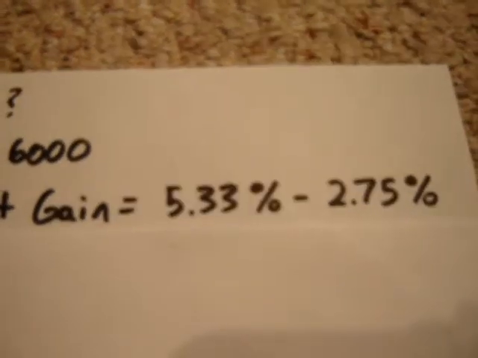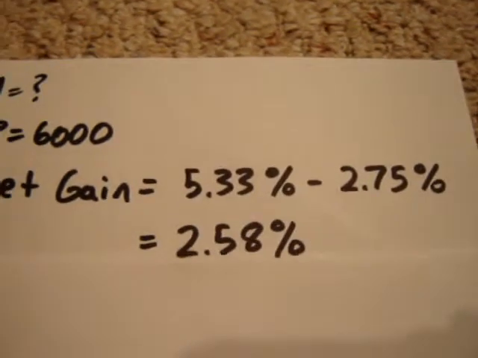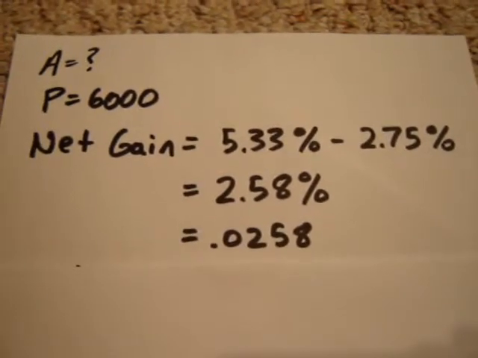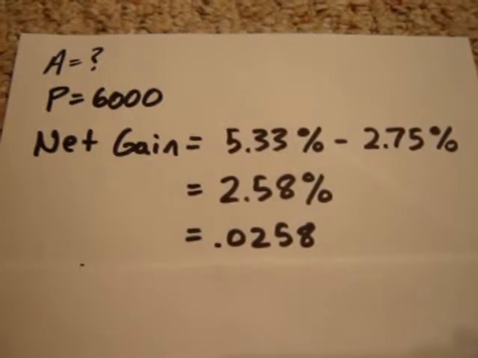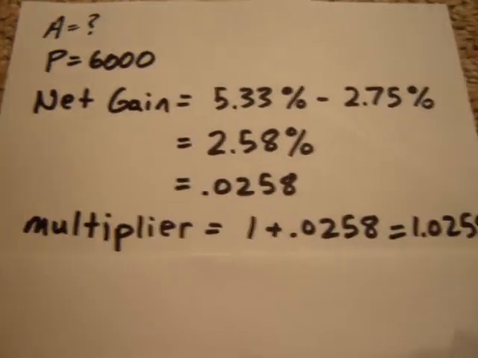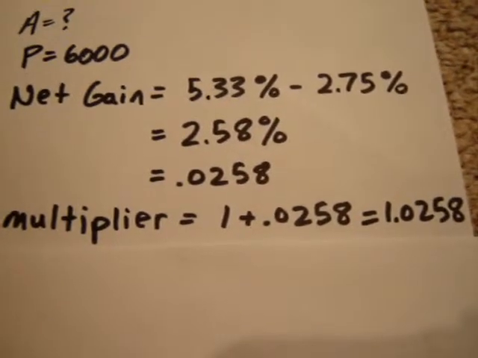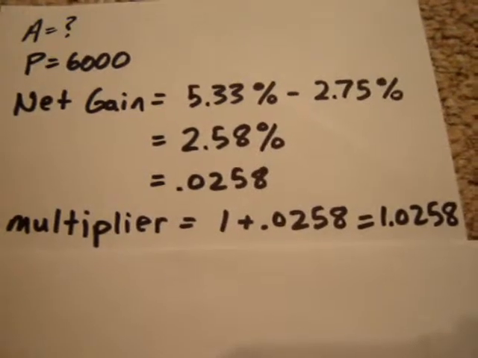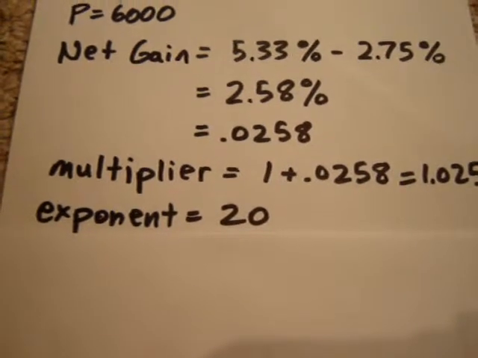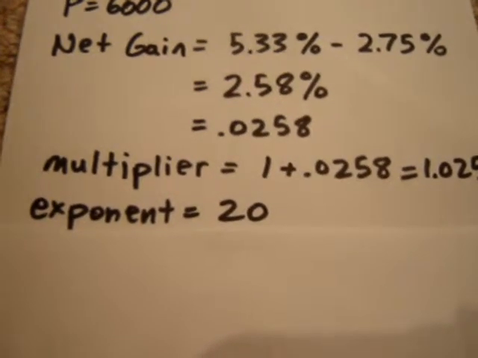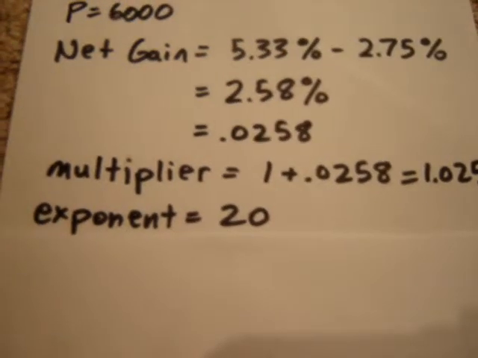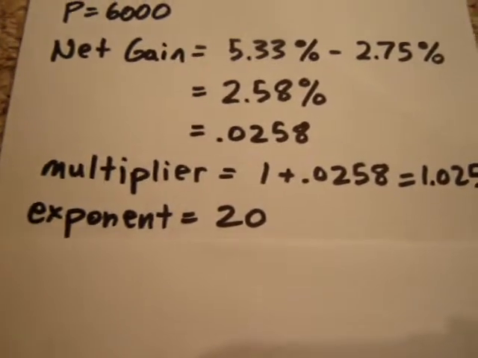His net gain is 5.33% minus 2.75%, which is 2.58% per year, which is 0.0258. Remember, we express these things as decimals without the percentage sign, so we move the decimal over 2 spots. So our multiplier, because it's a net gain, will be 1 plus 0.0258, which is 1.0258. Now, our exponent in this case is going to be 20, because we're not just doing this for 1 year at a time like we were in Part A and B. In this case, we're talking about an annual increase, but we're doing it 20 separate times. So we need an exponent of 20.